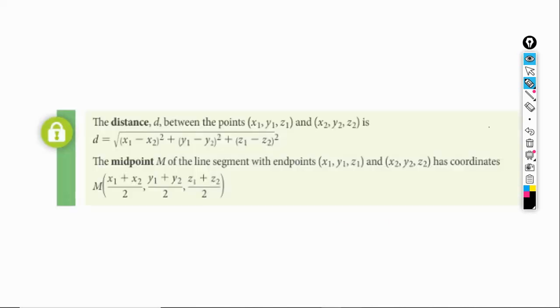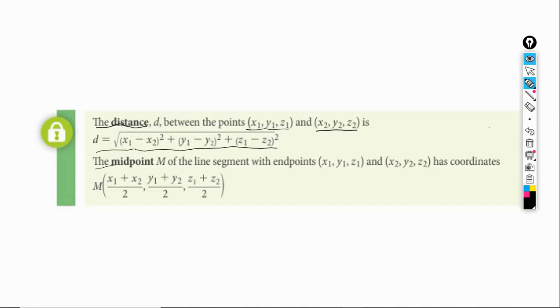So here are a couple of formulas that we're going to be applying to this three-dimensional geometry. For example, the distance formula. The distance between 2 points x1, y1, z1 and x2, y2, z2 is, and notice that this distance formula is exactly the same one that we would use for the two-dimensional plane. So it's the difference in x squared plus the difference in y squared plus the difference in z squared, and the square root of all that.